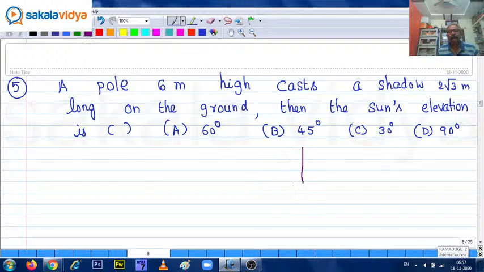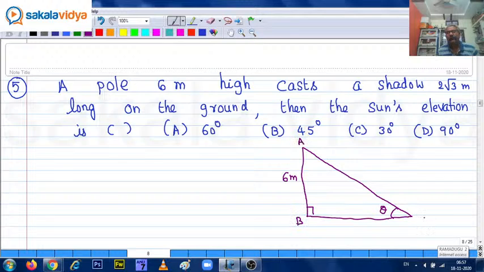This is the pole, its shadow. This is theta, the angle of sun's elevation. 6 meters, say ABC. This is 2 root 3. Opposite side, adjacent side. The ratio we can apply is tan theta. So now write down the solution. Tan theta equals opposite 6 upon 2 root 3. 2 ones are 2, 2 threes are 6.